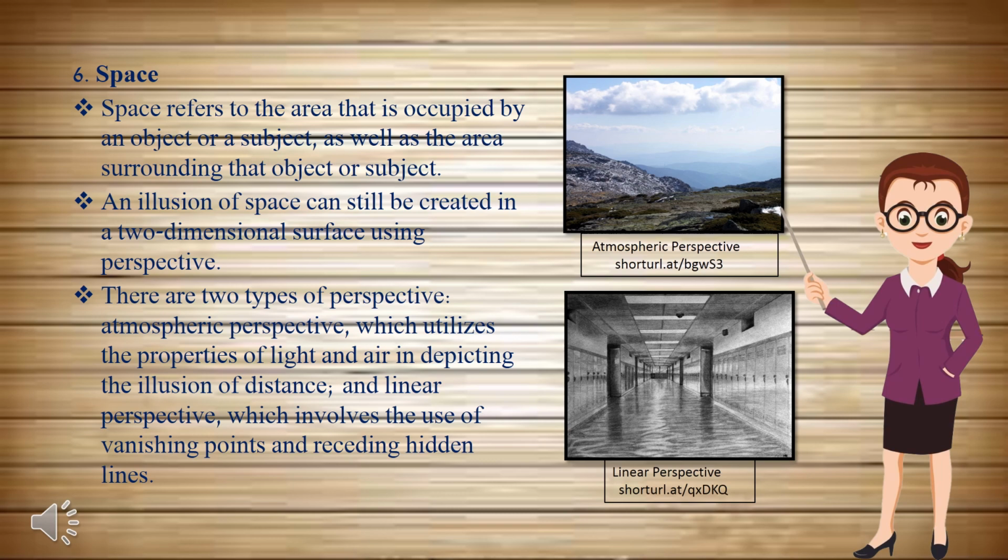There are 2 types of perspective: atmospheric perspective, which utilizes the properties of light and air in depicting the illusion of distance, and the linear perspective, which involves the use of vanishing points and receding hidden lines.